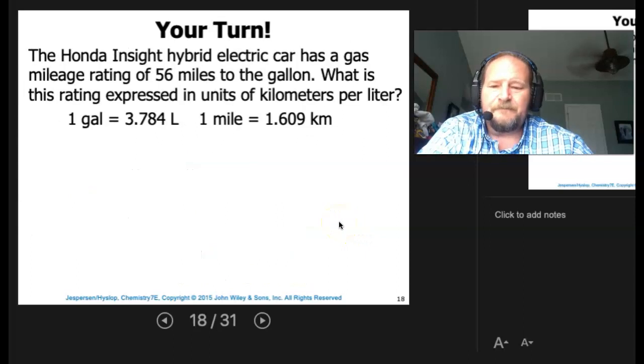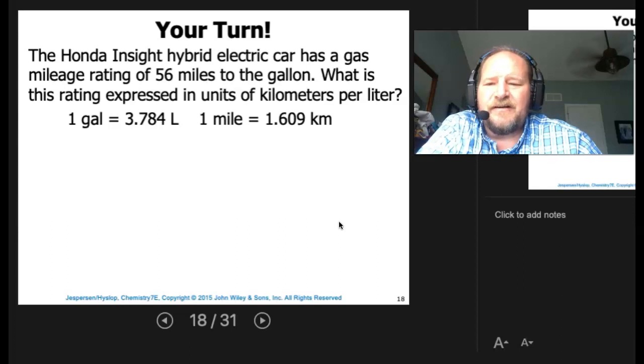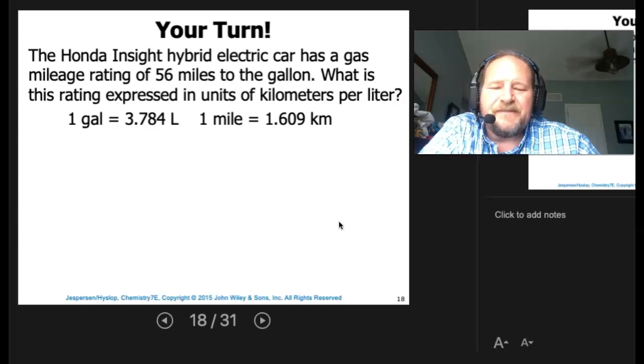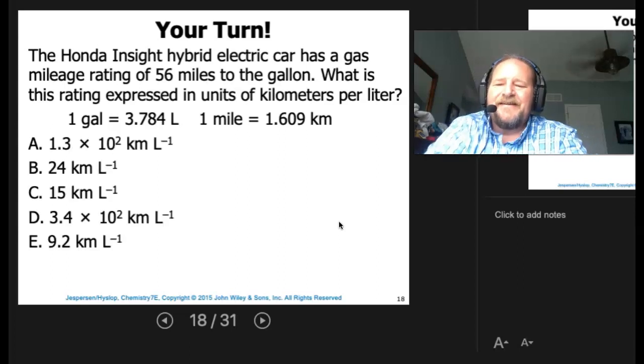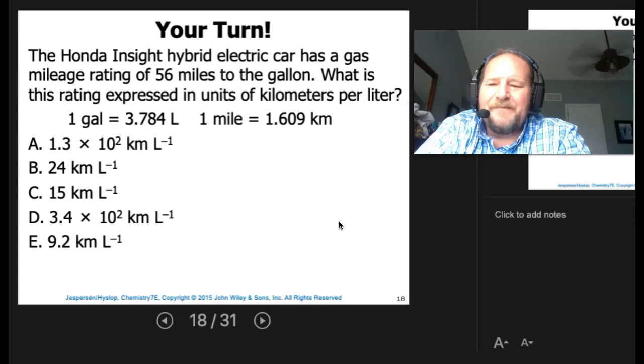All right, your turn. The Honda Insight hybrid electric car has a gas mileage rating of 56 miles to the gallon. What is this rating expressed in units of kilometers per liter? Looks like we might be going to Ireland. All right, there are your options. So A, B, C, D, or E.